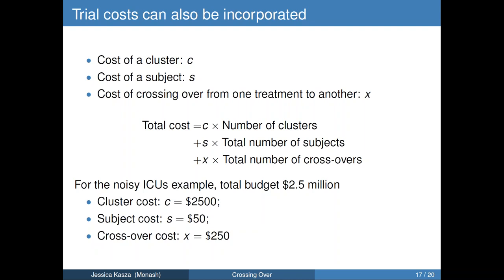And then we've got crossover costs as well. So these crossover costs are to do with the cost of actually implementing the crossover and ensuring that we're compliant within each of these clusters to the new treatment. Okay, so given all of this, what sort of study can we actually afford? How many crossovers can we afford? How many clusters can we afford given this particular setting?